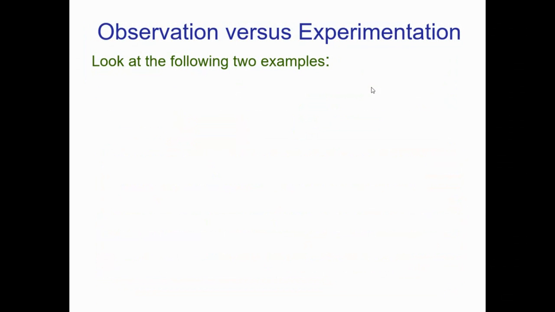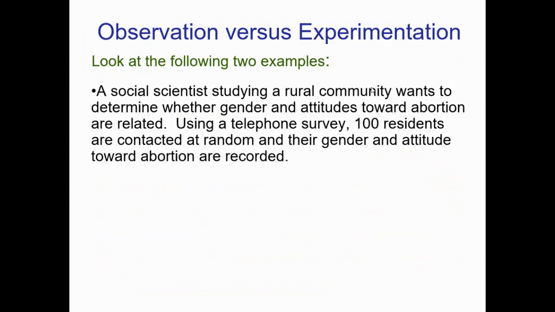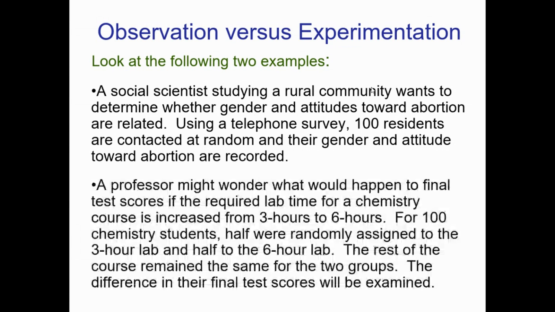Let's look at observation versus experimentation. We're going to put that example on hold for a second and look at two other examples. The first one: a social scientist is studying a rural community and wants to determine whether gender and attitudes towards abortion are related. Using a telephone survey, 100 residents are contacted at random and their gender and attitude towards abortion are recorded. Okay, that's one example.